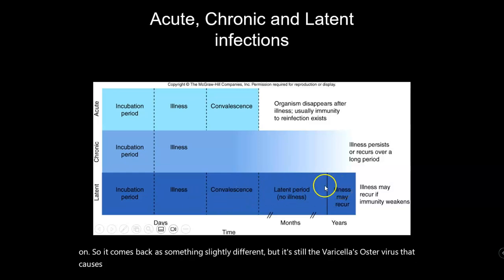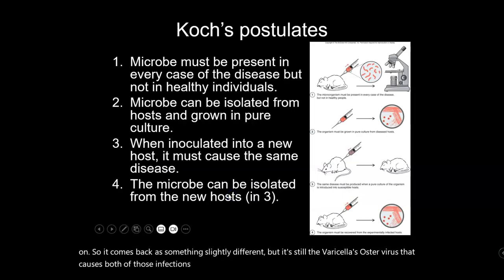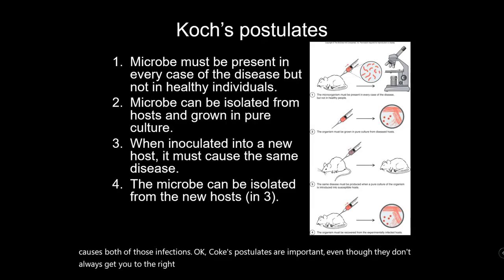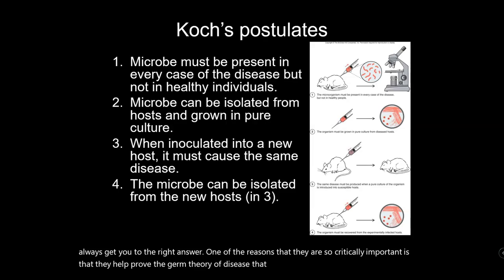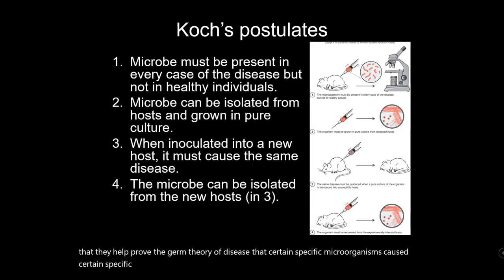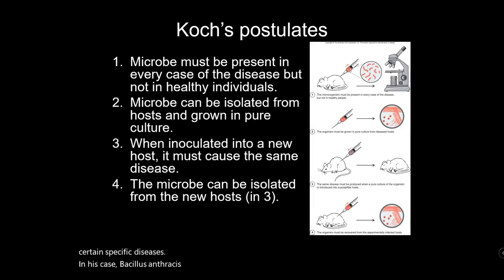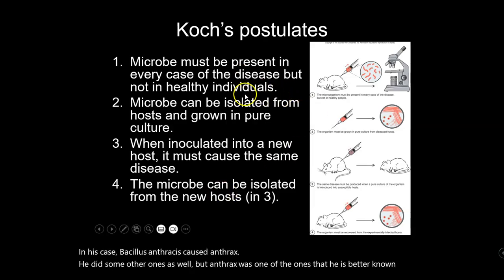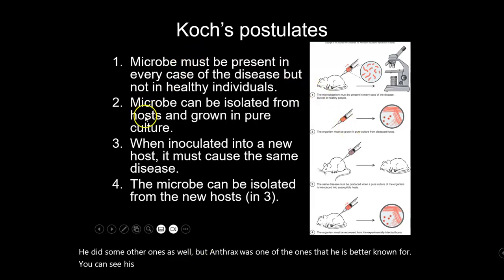Okay, Koch's postulates are important even though they don't always get you to the right answer. One of the reasons that they are so critically important is that they help prove the germ theory of disease, that certain specific microorganisms caused certain specific diseases. In his case, Bacillus anthracis caused anthrax. He did some other ones as well, but anthrax was one of the ones that he is better known for. You can see his postulates written out here and in picture form.